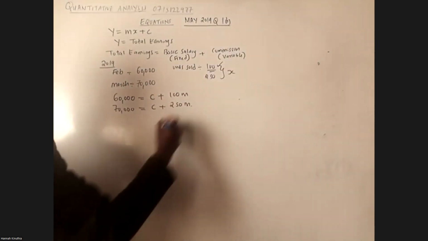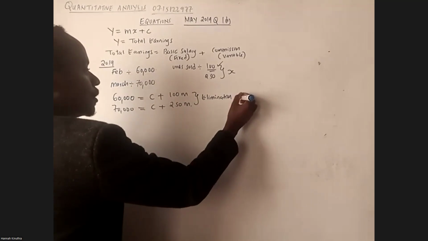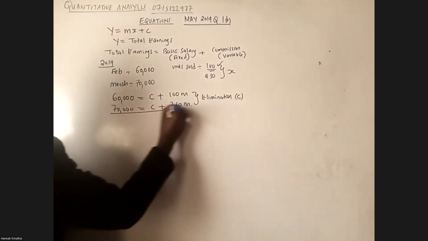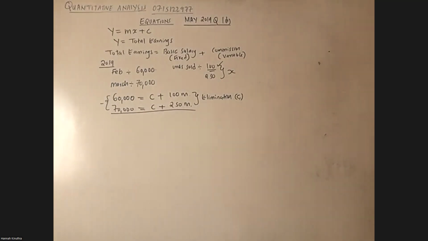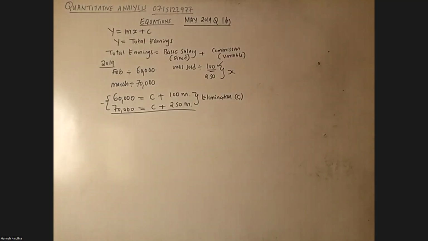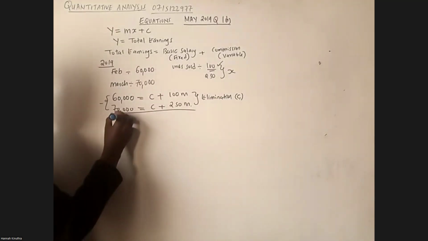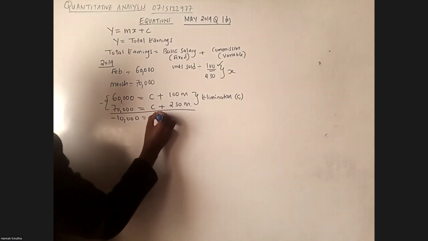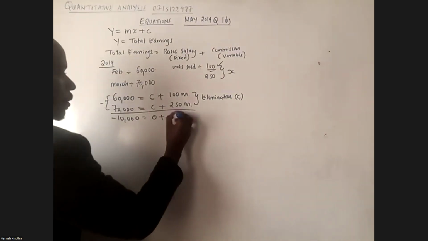Do we use the elimination method? So we eliminate C. How do we eliminate C? By subtracting the two equations. So 60 minus 70, that is minus 10,000. So that will be equal to minus 10,000. C minus C is 0. Then 100 minus 250 gives minus 150.